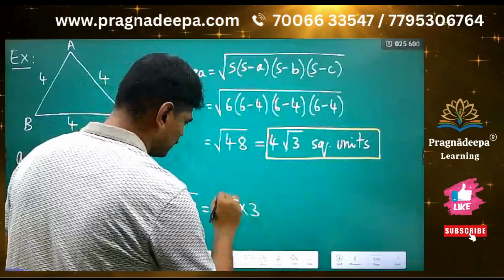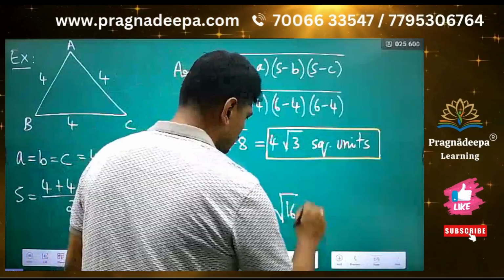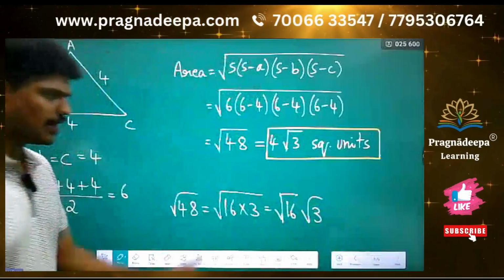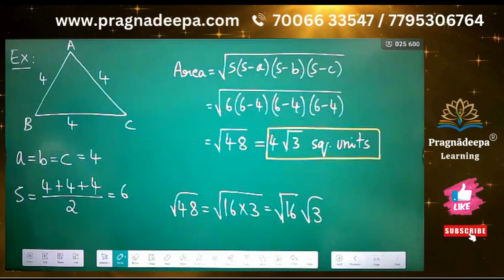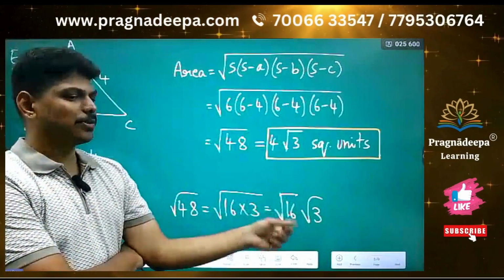16 into 3. You can write this as root 16 into root 3. Correct? Why? Why is root of 16 into 3 equal to root 16 times root 3?